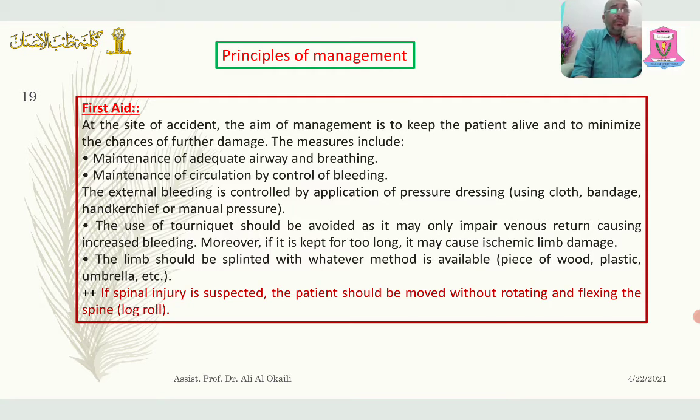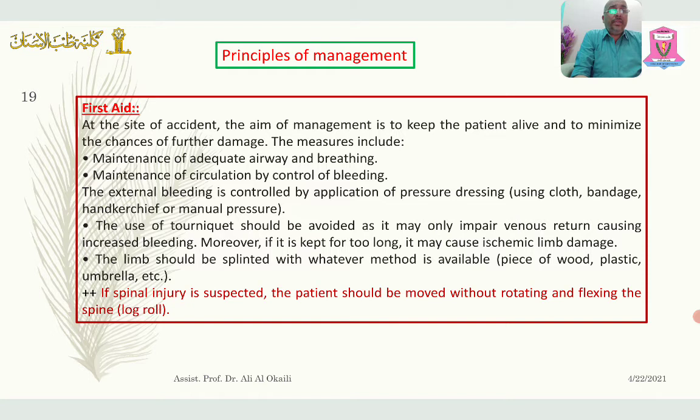These measures include maintenance of adequate airway passages and breathing, maintenance of circulation to control bleeding, and the external bleeding is controlled by application of pressure dressing, using cloth, bandages, handkerchief, or manual pressure. The use of tourniquet should be avoided as it may impair venous return, causes increased bleeding. Moreover, if it's kept for too long, it may cause ischemic limb damage.